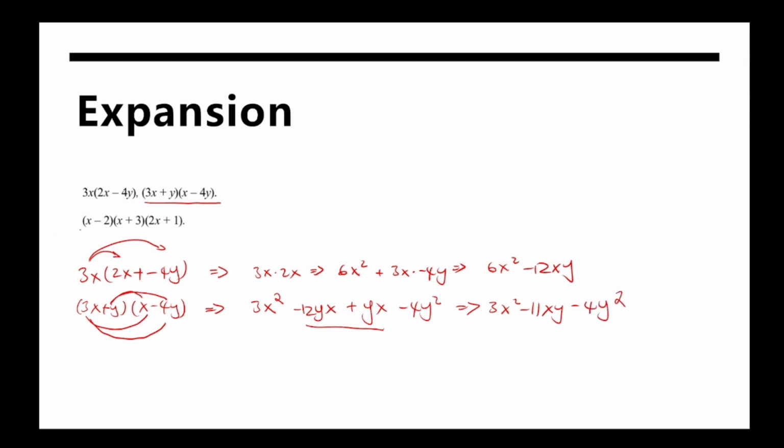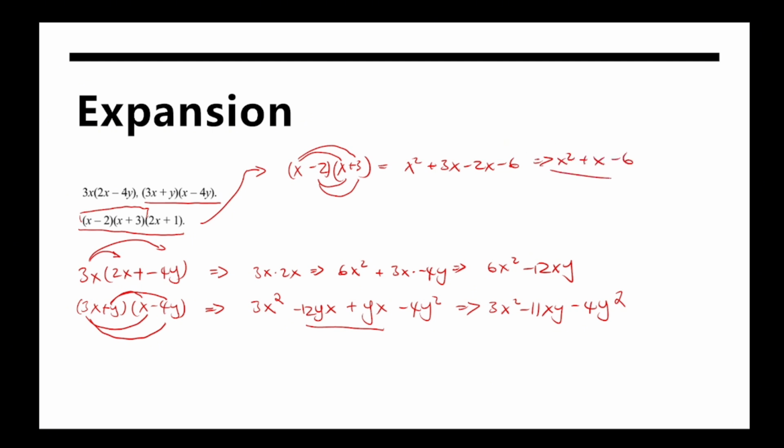And now let's do things that are even more complicated. Let's do it here. In order to do this, we first expand two of the three. So (x minus 2) times (x plus 3): x times x, plus x times 3, plus negative 2 times x, plus negative 2 times 3. This is x squared plus 3x minus 2x minus 6, which is x squared plus x minus 6. Then you multiply the result with the third term.